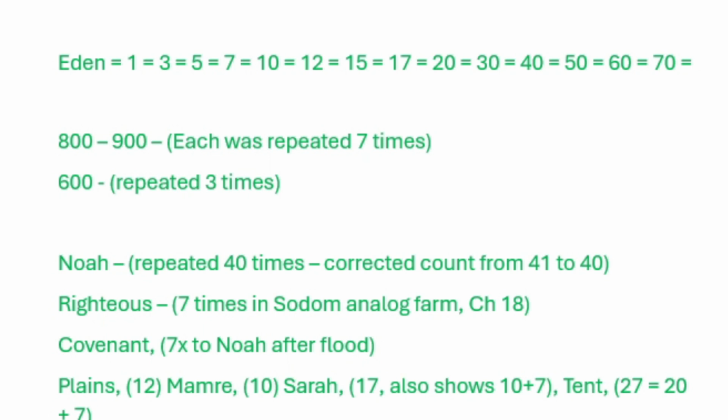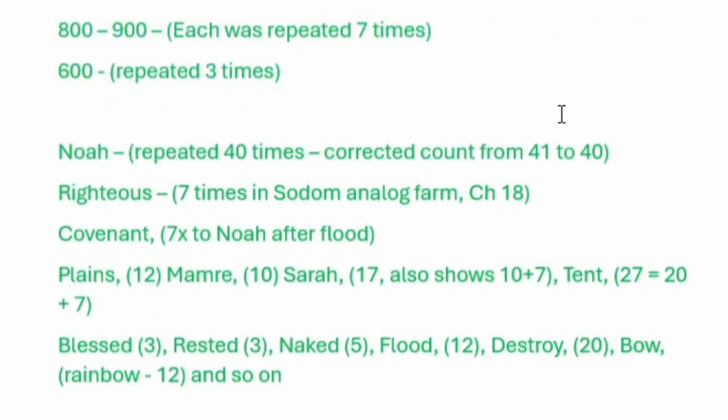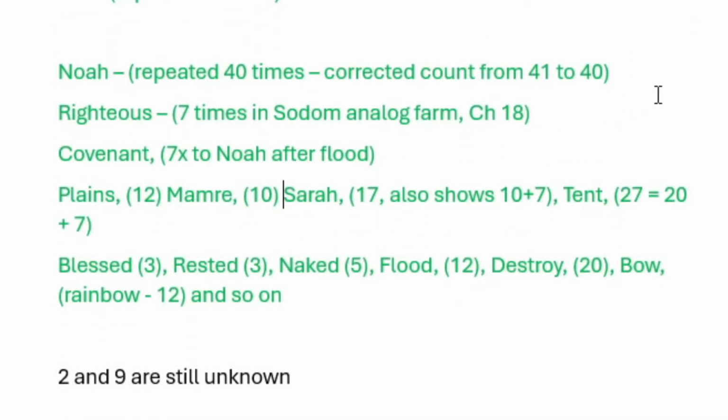But look up above, we've got our green list right here. That is all of the good things. We've got our Eden and all of our numbers, things that were repeated a number of times to collect more. Then we go in and we start realizing that words are repeated the same amount of times up here, names and words that are going to give them the same designation as a green place, a good place. Noah repeated 40 times. Righteous 7 times in Sodom analog form. Covenant 7 times to Noah after the flood. Plains 12 times. Mamre 10 times. This is throughout all of Genesis.